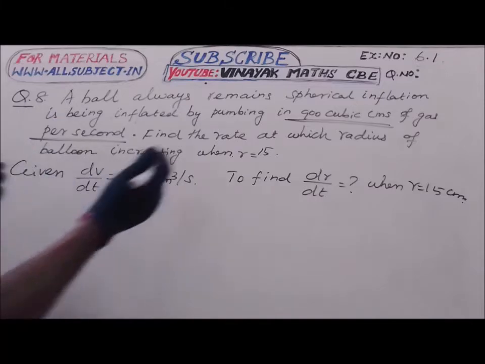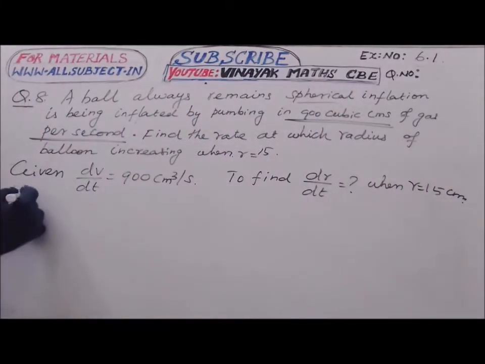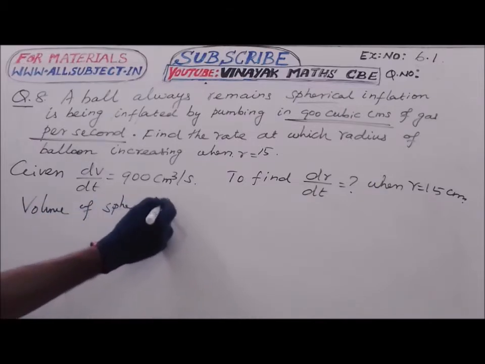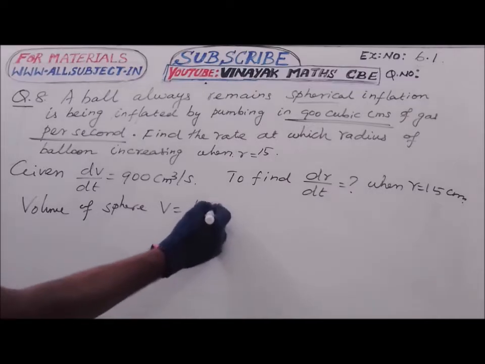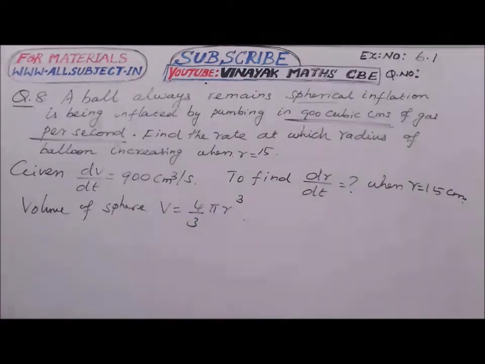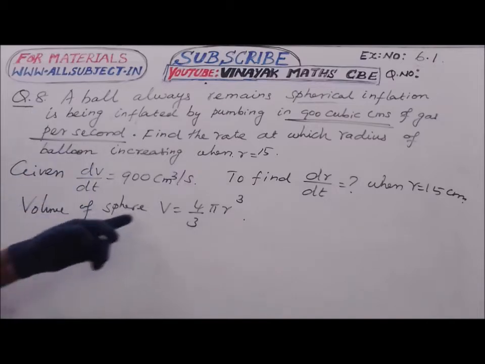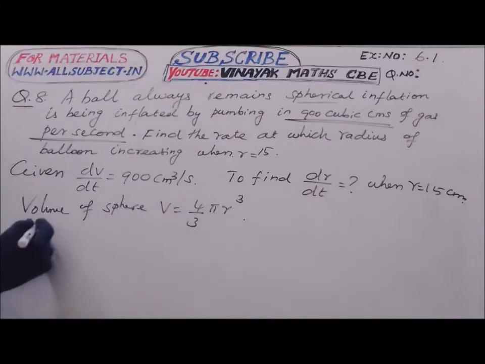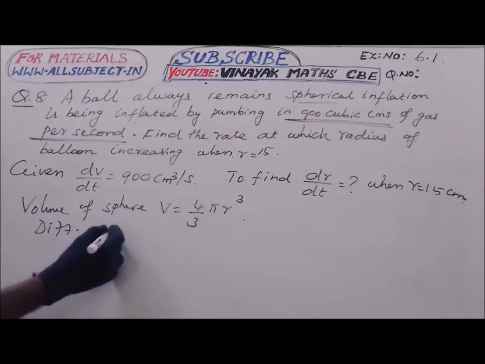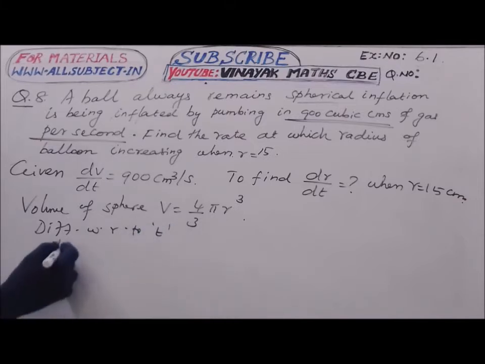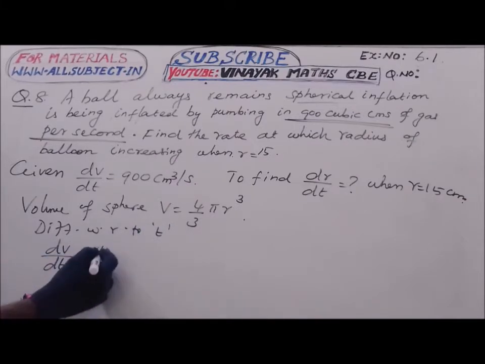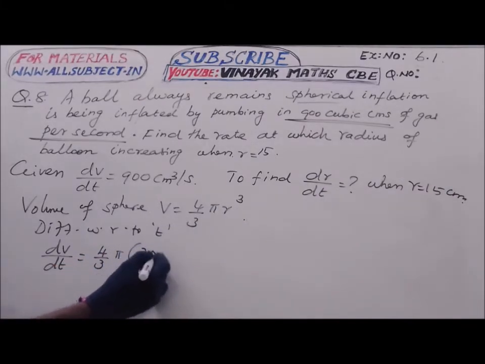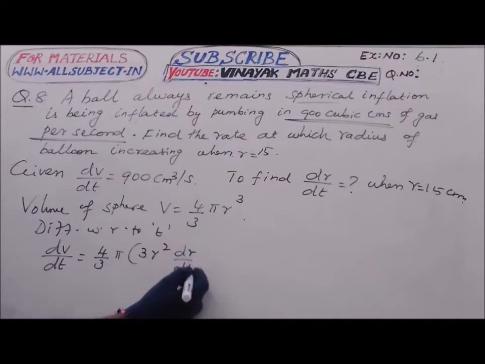The balloon is in spherical form, so the volume of the sphere is V equal to 4 by 3 pi r cube. We have dV by dt, so we differentiate with respect to t because time is given. We have dV by dt equal to 4 by 3 pi into the derivative of r cube, which is 3r square into dr by dt.